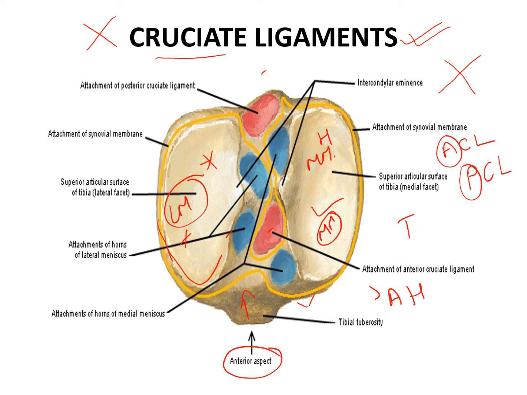So these cruciate ligaments are called anterior and posterior based on their location in the tibia. The anterior cruciate ligament is present anteriorly, the posterior cruciate ligament is present posteriorly on the tibia. That is why they are called anterior cruciate ligament and posterior cruciate ligament.